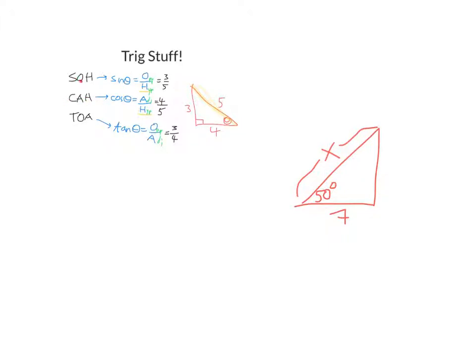Sine doesn't have it. Sine has opposite and hypotenuse. Tangent has opposite and adjacent. Adjacent and hypotenuse is the cosine function, okay? So what we're going to do is set up an equation: the cosine of the angle, in this case it's 50 degrees, equals the adjacent, which is 7, over the hypotenuse, which is x.